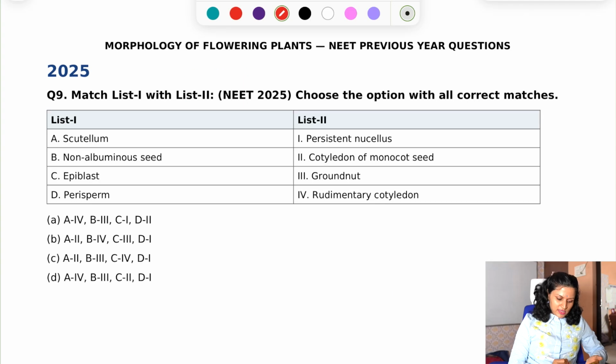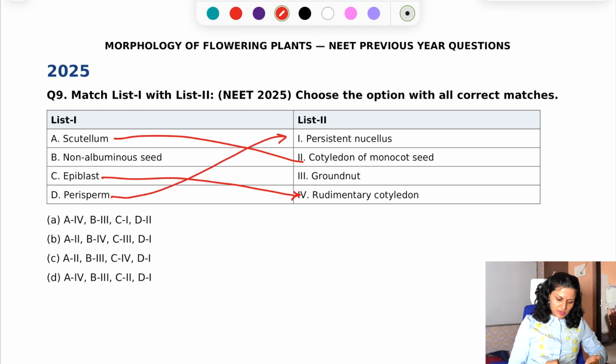Next, question 9. Let's match these pairs. Scutellum goes with, it's the cotyledon of the monocot seed. Epiblast is the rudimentary cotyledon. Perisperm is the persistent nucellus, non-albuminous seed, groundnut.